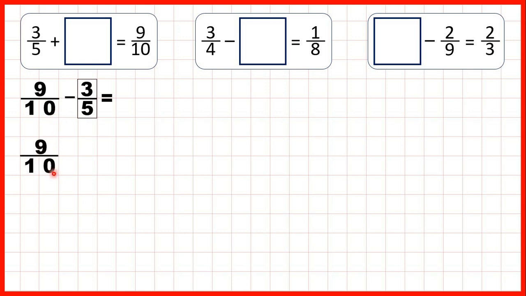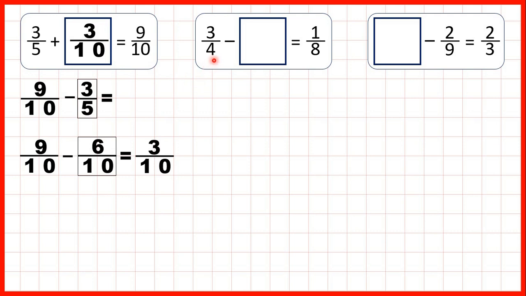The 9/10 stays the same, but instead of subtracting 3/5, we can subtract 6/10. That's equivalent to 3/5 because 5 times 2 is 10 and 3 times 2 is 6. So now the fractions have the same denominator, so the denominator stays the same in our answer, and 9 minus 6 is 3. So our missing fraction is 3/10.